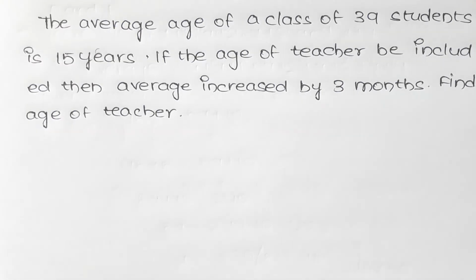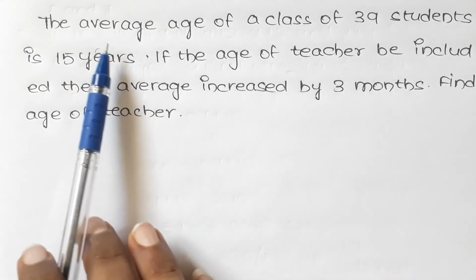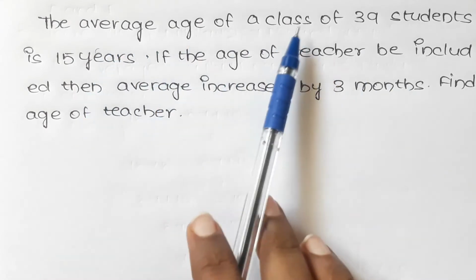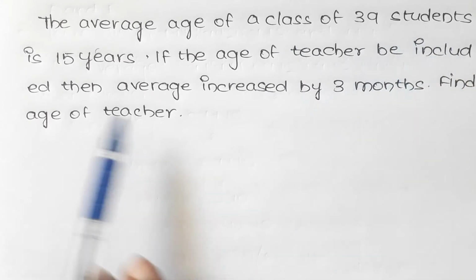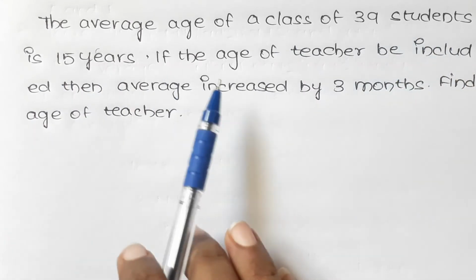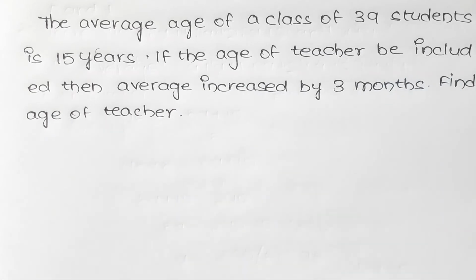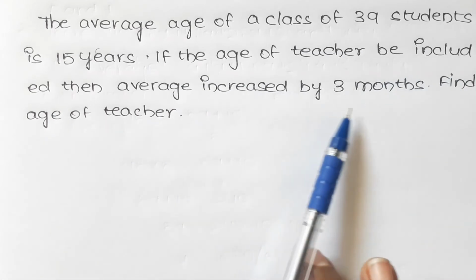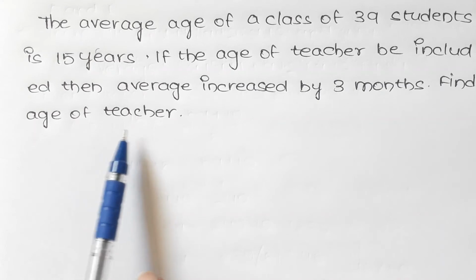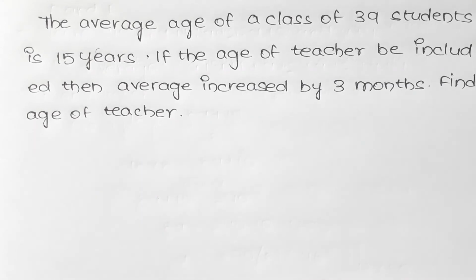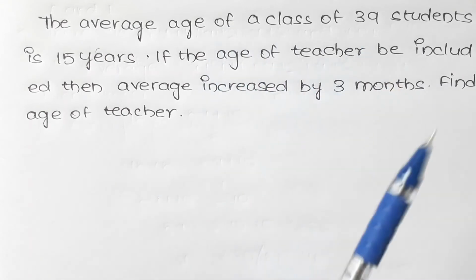And here is another one. The average age of a class of 39 students is 15 years. And if the age of the teacher is also included, then the average will increase by 3 months. Then find the age of the teacher. Here they have given the average age of 39 students.